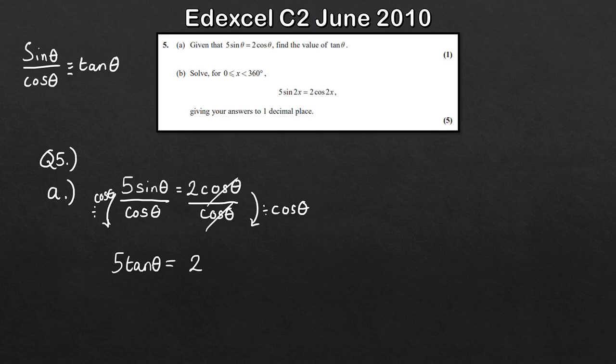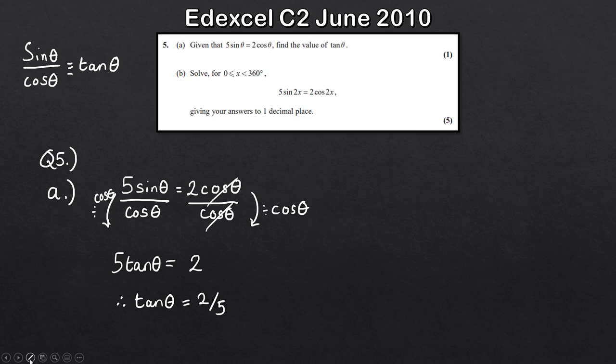is equal to 2. Now we just want the value of tan theta, so all I need to do now is divide by the coefficient of tan theta. So we divide both sides by 5, and I get tan theta is equal to 2 over 5 there. Okay, or 0.4 if you're going to give it as a decimal. So that gives our solution to part A.